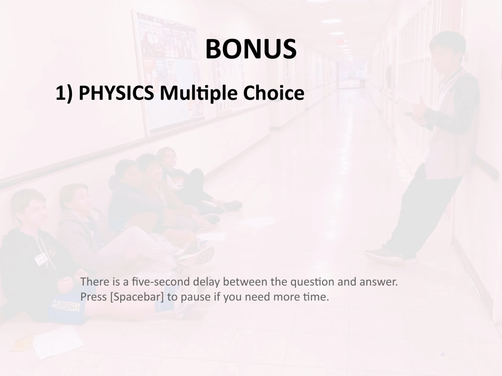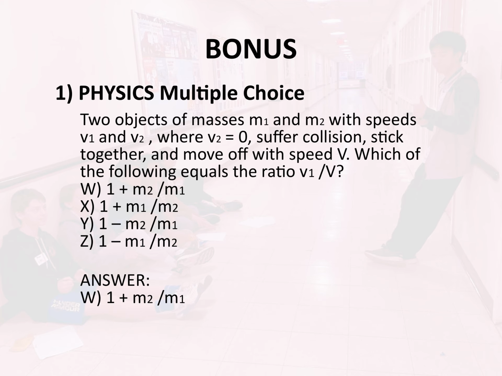W. 1 plus m2 over m1. X. 1 plus m1 over m2. Y. 1 minus m2 over m1. Z. 1 minus m1 over m2. Answer. W. 1 plus m2 over m1.